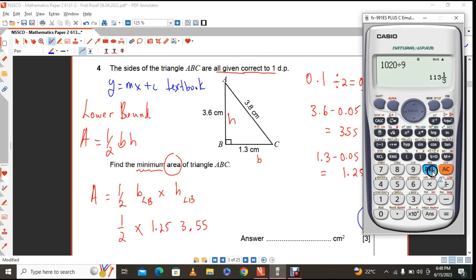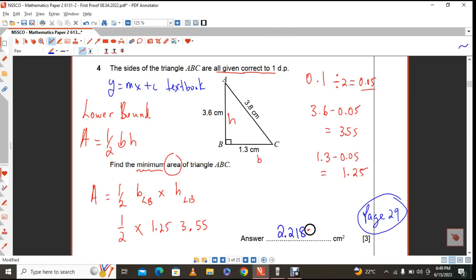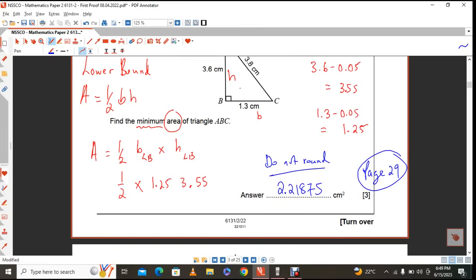So when I take, because we are looking at limits of accuracy, you do not round your answers on limits of accuracy. So it's a half multiplied by 1.25 multiplied by 3.55. You are going to write either that fraction or this whole decimal value. So I'm going to write 2.21875. Please remember, do not round questions on limits of accuracy. A common mistake that most of the candidates last year were making was rounding this, and 2.22 was seen, and they lost marks there.